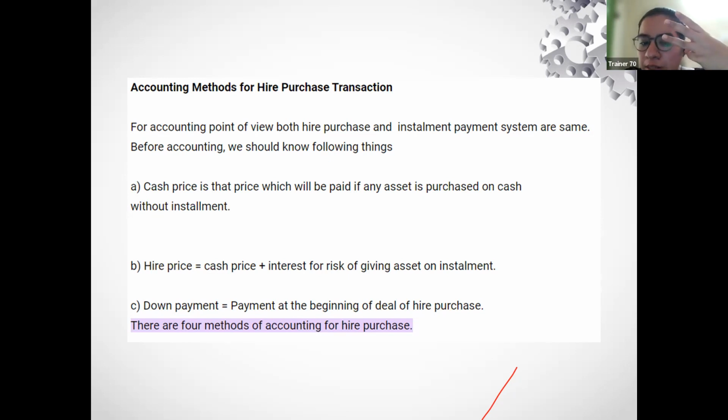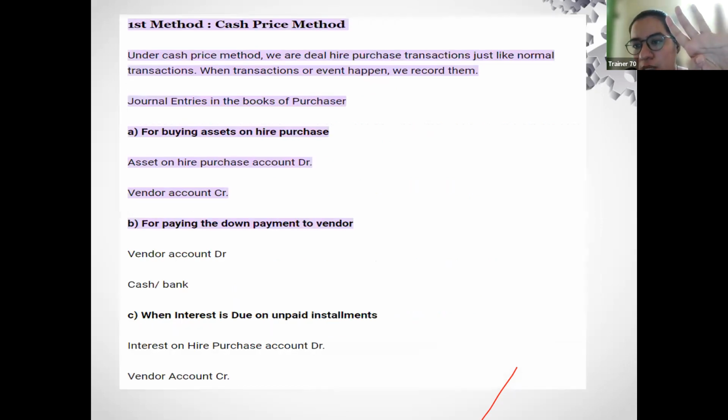And third is down payment. At the beginning of the deal, whatever amount you pay is known as down payment. So these are the 3 terms, and there are 4 methods under the hire purchase system. First method is known as the cash price method. Under cash price, the deal for a hire purchase transaction looks just like normal transactions.